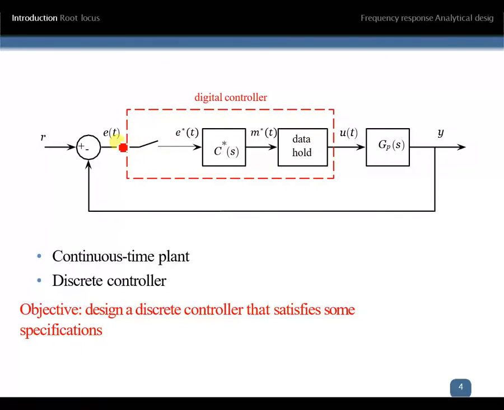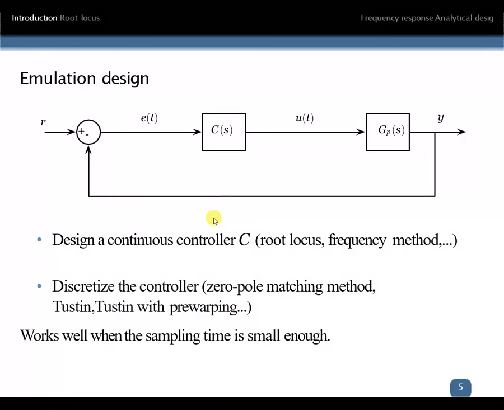We have the error E, and the sampled version becomes E star with sample time T. This is the controller, and this is a data holder. In digital control, this rectangle means the controller plus the holder. The objective is to design a digital controller that satisfies some specification.